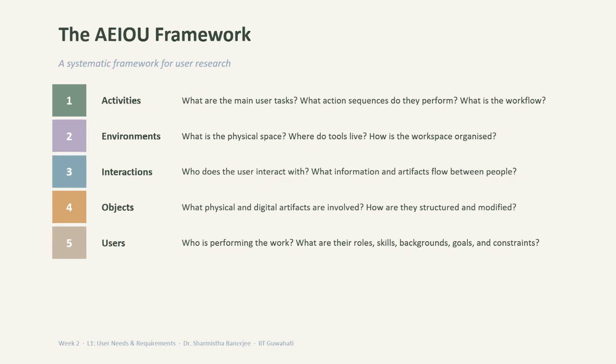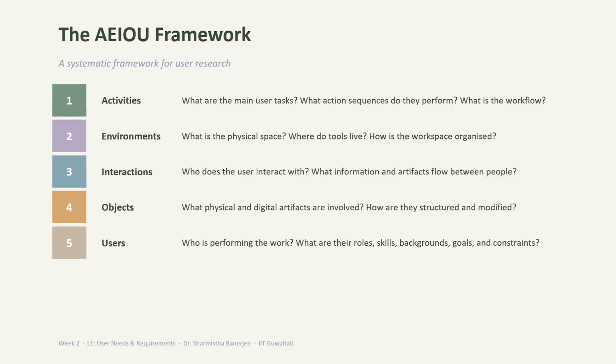So the AEIOU framework, which we discussed in our last week, can be used to formulate these questions, while you also try to understand that you have to capture user needs, user wants, user requirements. The requirements have to be captured as functional, social, emotional and contextual. And when you are trying to look at their needs and wants, you have to also study their sensory system, their cognitive system and their motor system.